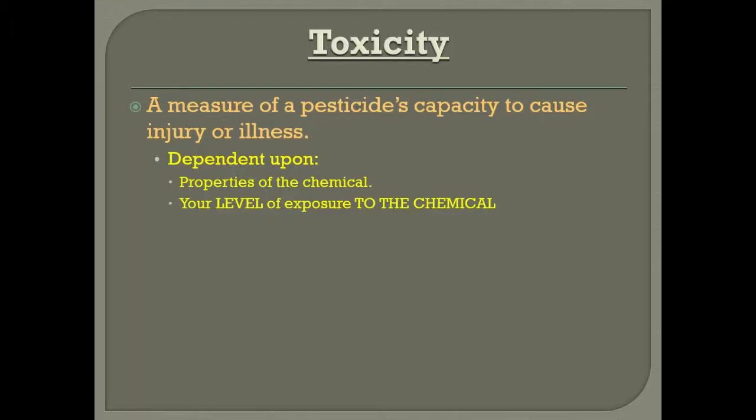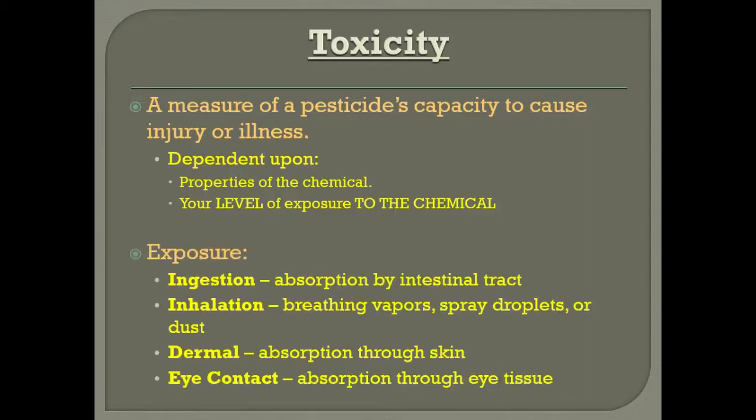So in terms of toxicity, it's a measure of a pesticide's capacity to cause illness or injury, and it's dependent upon the properties of the chemical and, again, the level of exposure. So exposure can be any number of ways. Ingesting it, in other words, you're absorbing it, you're drinking it. You can inhale it. It can be on the skin, or it can be through eye contact.